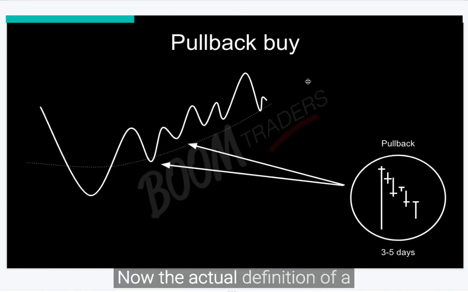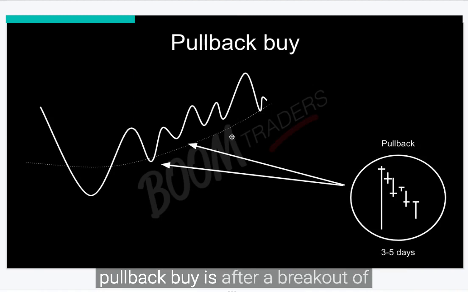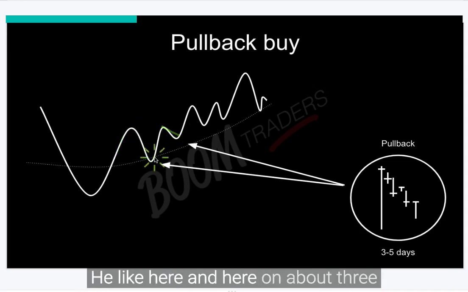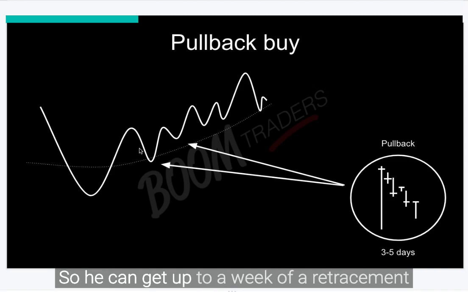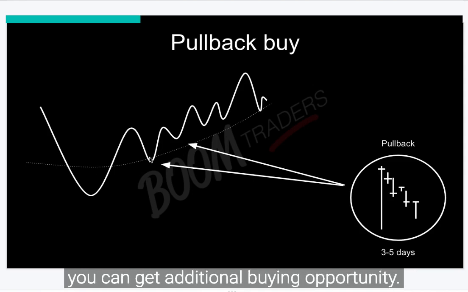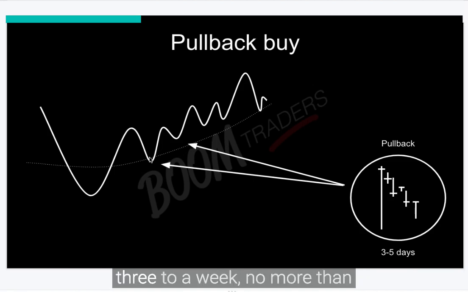Now the actual definition of a pullback buy is basically, after a breakout of the stock, like we can get one here, we can get pullback buys like here and here, on about 3 to 5 days of downward action. So you can get up to a week of retracement of the breakout, maybe taking out the breakout level, and this is a place where you can get additional buying opportunity. I would say somewhere between 3 days to a week, no more than 7-8 days.